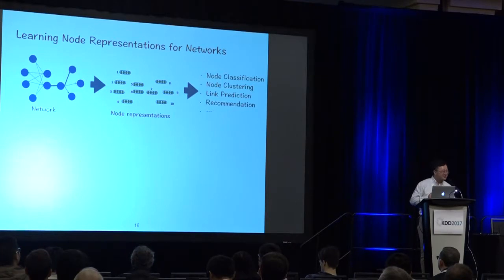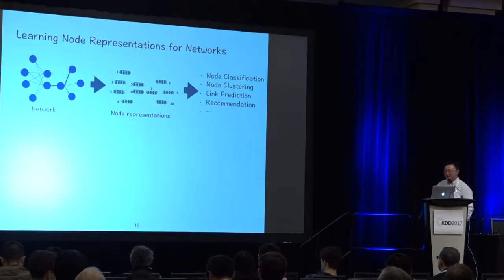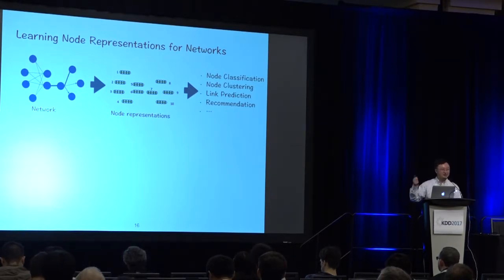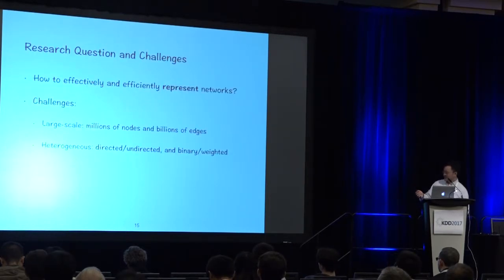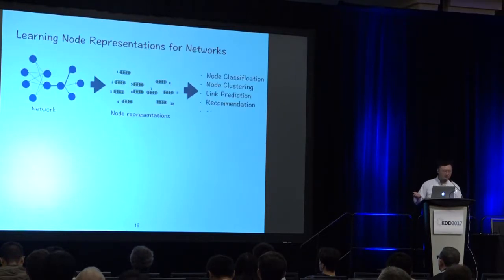But we're trying to solve this, right? We're trying to help you solve this. The basic approaches of finding network representations can be roughly introduced in one sentence. From the original representation of network, that is a bunch of nodes connected by edges, what we're going to do is to find continuous vector representations of nodes.